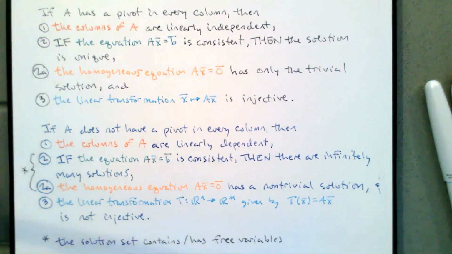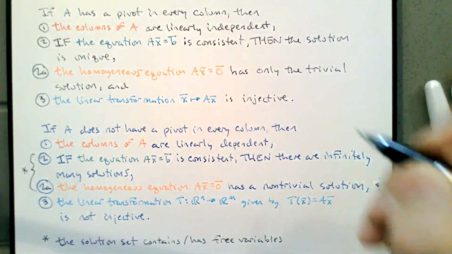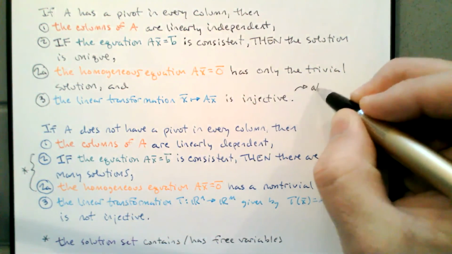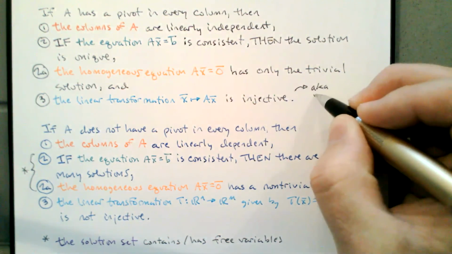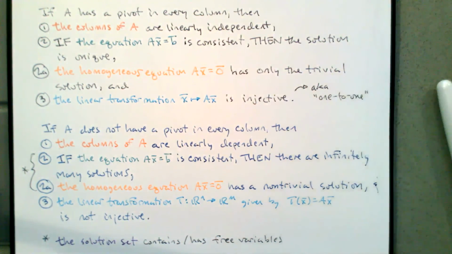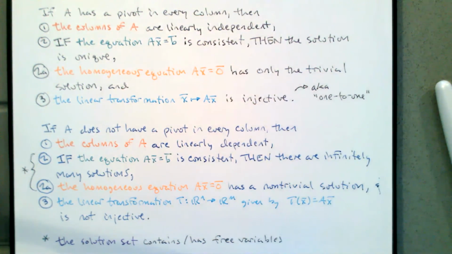And finally, the linear transformation that takes X and maps it to AX is injective. Injective is another word for one-to-one. So once again, we want to make sure that we can negate each of these statements if we see that the matrix does not have a pivot in every column. So let's do that.